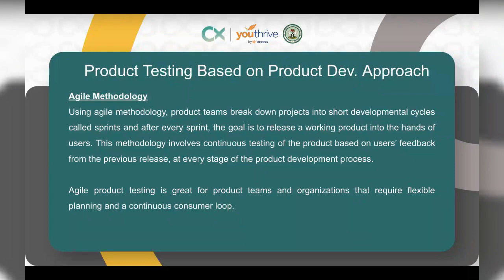What this means is the product team has their 2-week sprints, I taught what a sprint is, right? And then they release a working product into the hands of users, and then they gather feedback from users based on the products that they have launched, and then they use that feedback to iterate the next release or the next version of the product. Agile product testing is great for teams and organizations that require flexible planning and a continuous consumer loop.